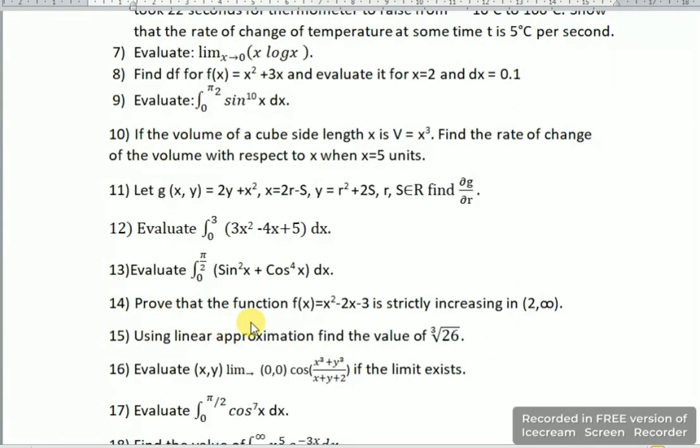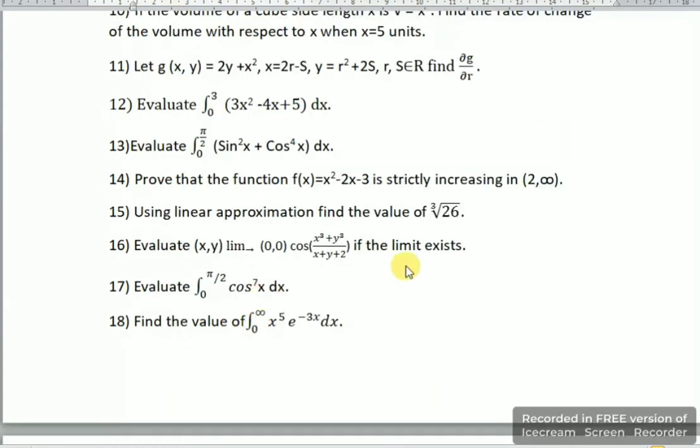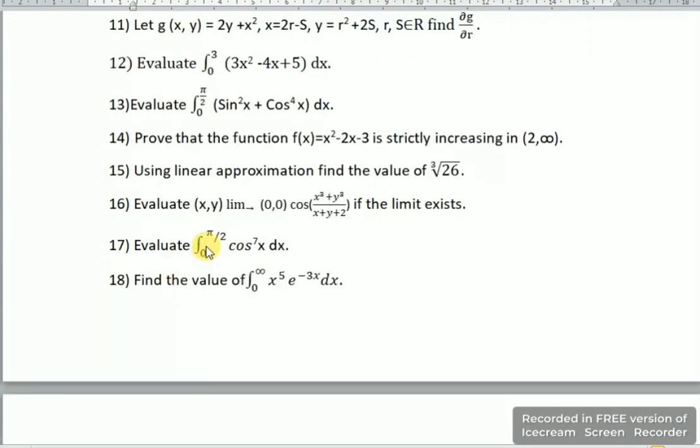Next one, prove that the function f of x equal to x squared minus 2x minus 3 is strictly increasing in (1, infinity). Next one, using linear approximation, find the value of the cube root of 20. Next, evaluate limit (x, y) tends to (0, 0) of cos(x cubed plus y cubed) divided by x plus y plus 2, if the limit exists. Next one, evaluate integral 0 to pi by 2 of cos 7x dx. Next, find the value of integral 0 to infinity of x^5 e^(-3x) dx.